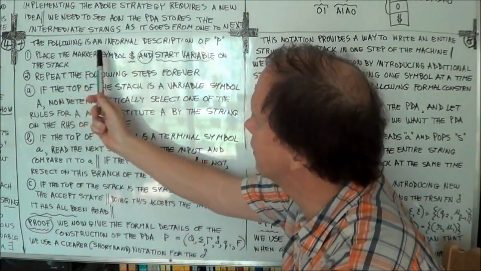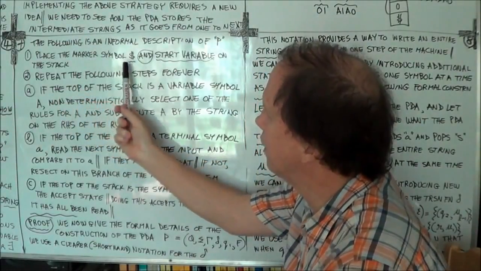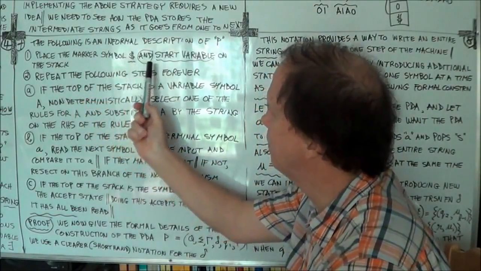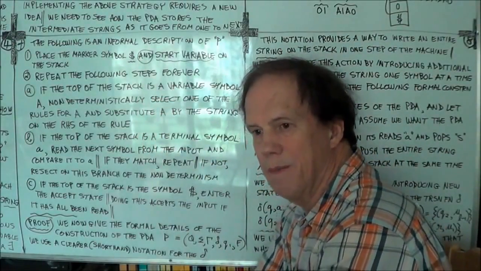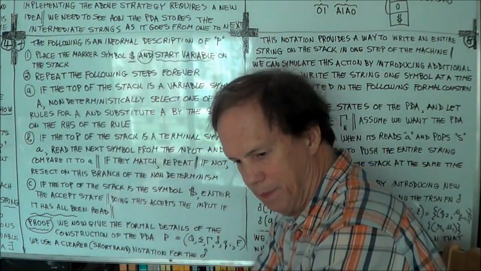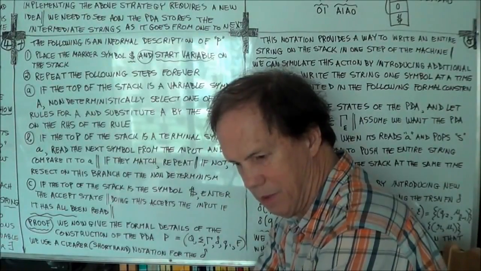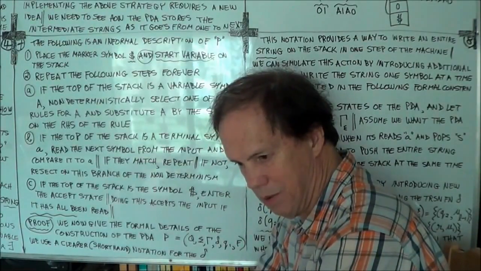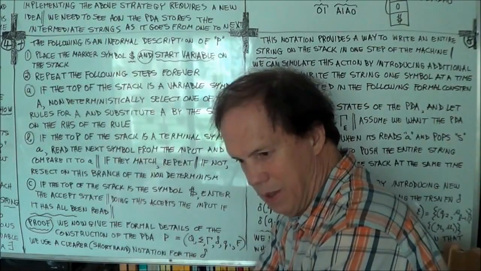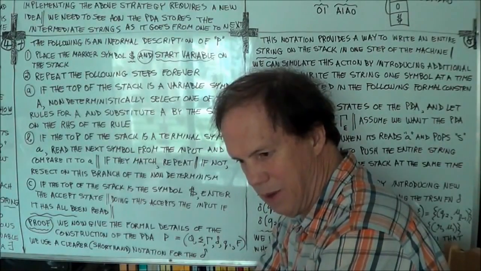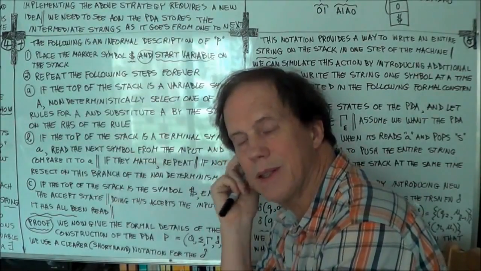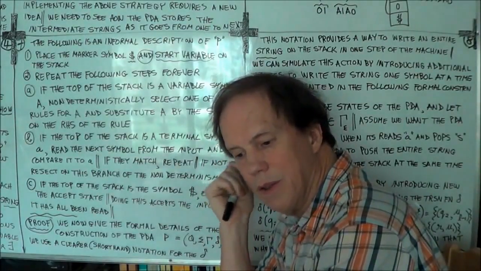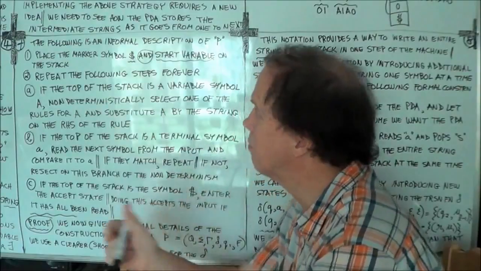So step one is push the $ sign onto the stack and then the start variable. Okay? So now on the stack you have, on top, the start variable, capital S, let's say, and below that you have the $ sign. So that's step one.